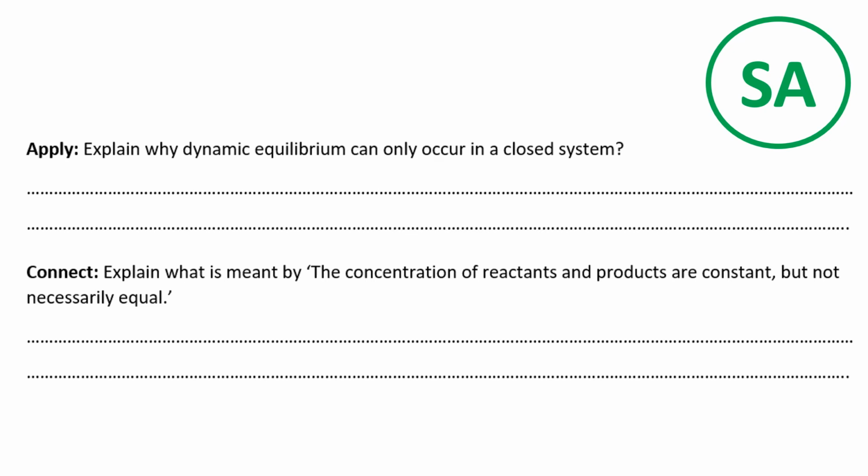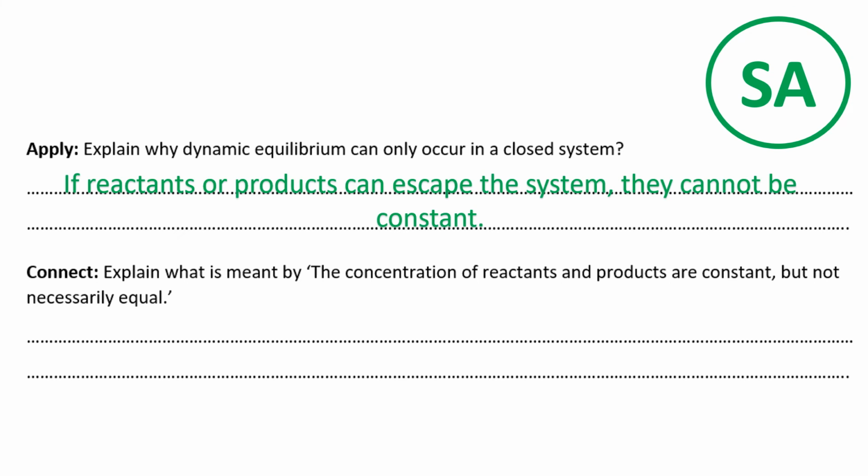Okay, again, pause the video, have a go at these questions and then unpause it and we'll have a look. Okay, so the first question, apply. So we're applying our knowledge. Explain, so keyword, your command word, you are going to give a reason. So give a reason why dynamic equilibrium can only occur in a closed system. So what have you said? Something like this, hopefully. If reactants or products can escape the system, they cannot be constant.